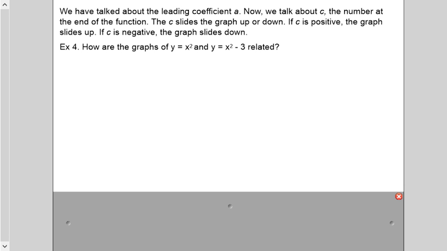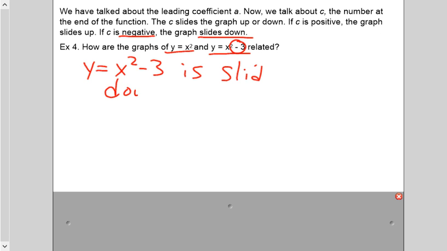How are the graphs of y equals x squared and y equals x squared minus 3 related? Well, if you have a minus 3 at the end, that's my C number, the number at the end. If your C number is negative, the graph is going to slide downwards. So, what this means, all I need to write for my answer is that y equals x squared minus 3 is slid down 3 places.